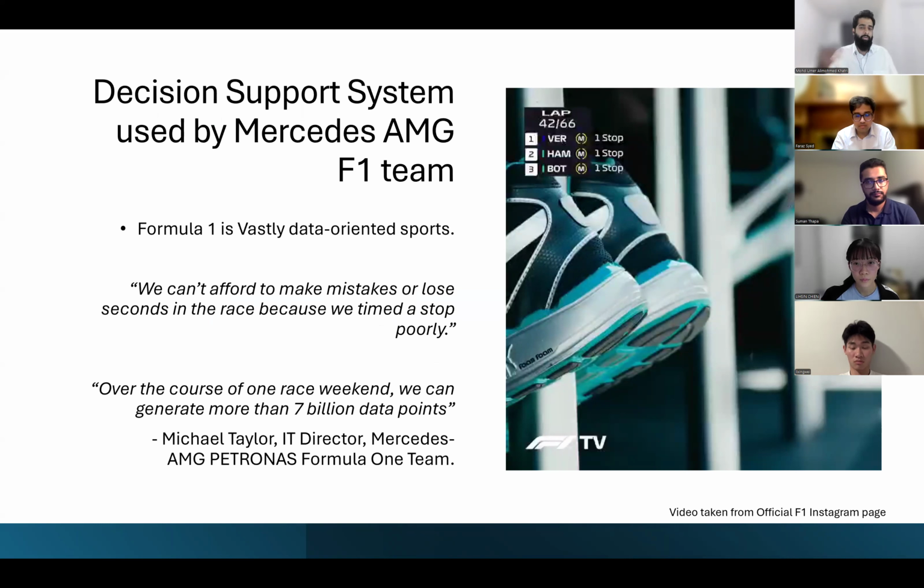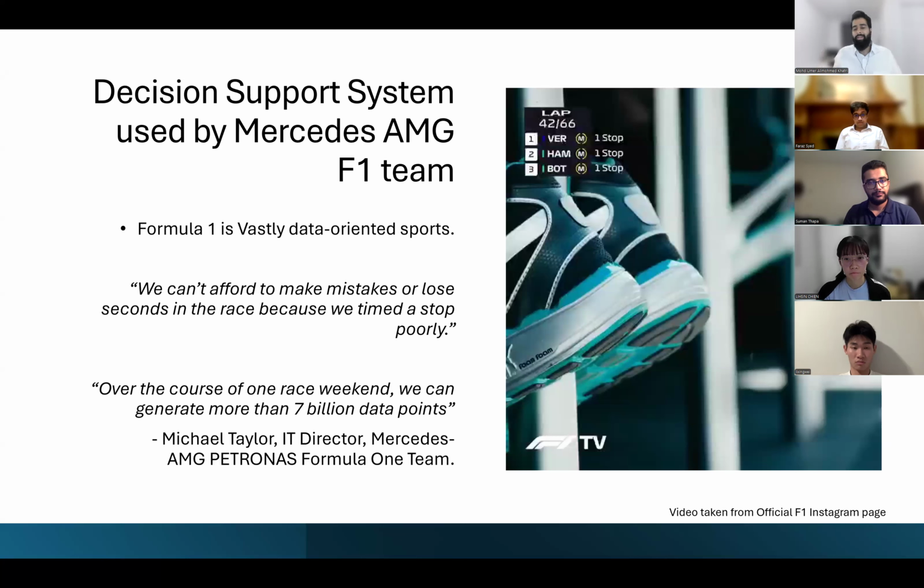Now, Formula One, I don't know if everyone is well versed with Formula One. Formula One is a racing sport. And when it comes to racing in Formula One, it is highly data oriented because decisions made within split seconds can impact the whole race. From winning to losing, the decisions are to be made within split seconds. The difference between the winner and the second sometimes is only a few fractions of seconds.